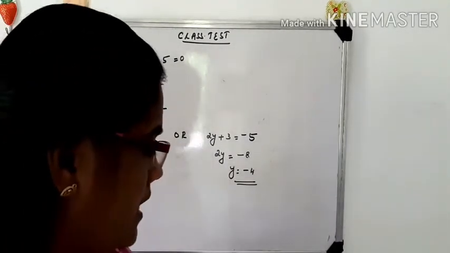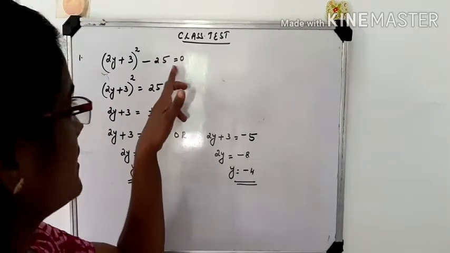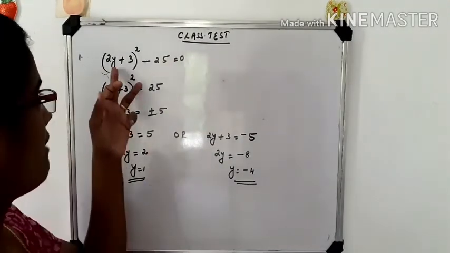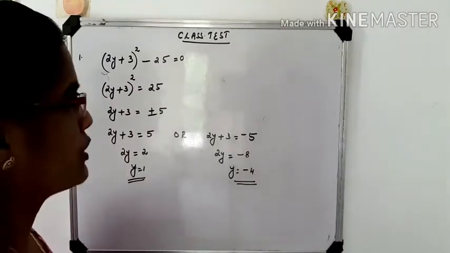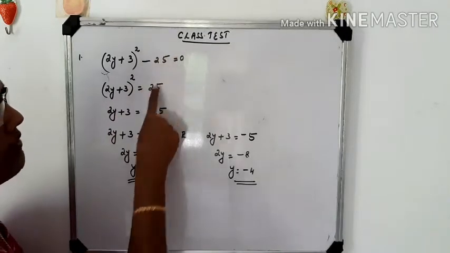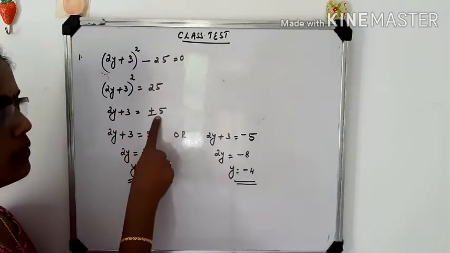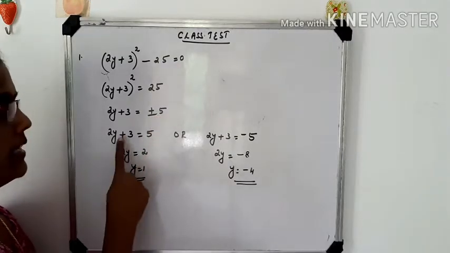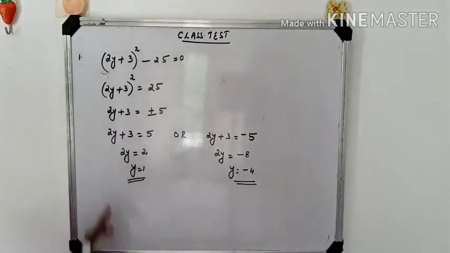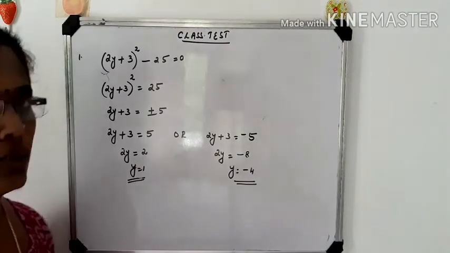Okay. First question was solve (2y + 3)² − 25 = 0. Many of you have done it by expanding (2y + 3)². Better than that, see this: (2y + 3)² − 25, 25 going to the right side. Then 2y + 3 will be the root of 25. Root of 25 is plus or minus 5. Then 2y + 3 can be 5 or 2y + 3 can be −5 also. Then the answer will be y = 1 or y = −4.